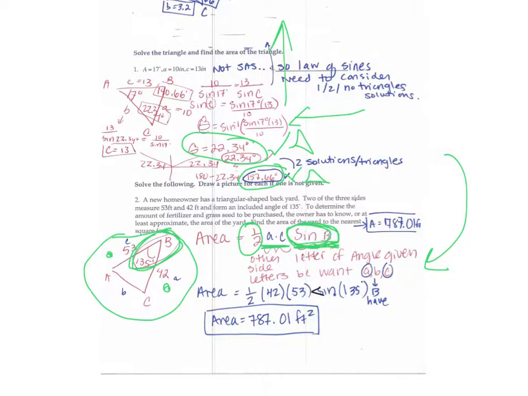Therefore, the other two values that we multiply are the little letters, and we want to have all three. Since we already have B, we know we're going to have little a and little c, because then we have A, B, C. So that's one way to remember the formula. Then, when we plug in, area is 1/2 of one of the sides times the other side times the sine of angle B. Therefore, we get 787.01 square feet.